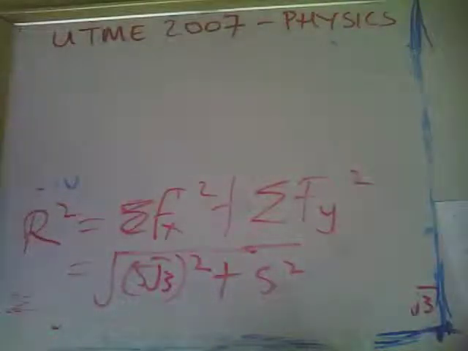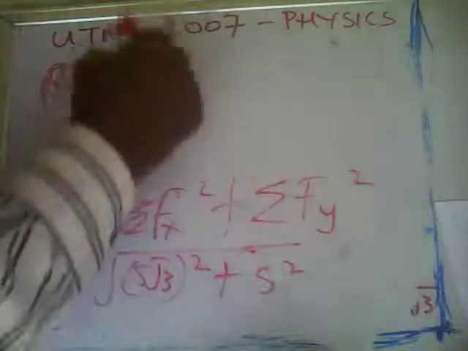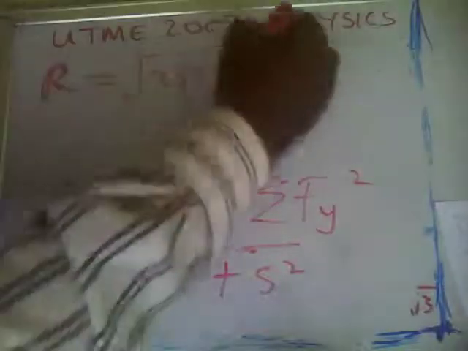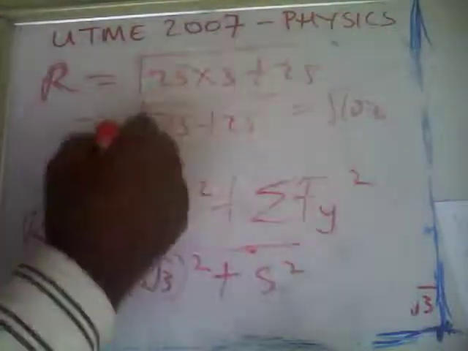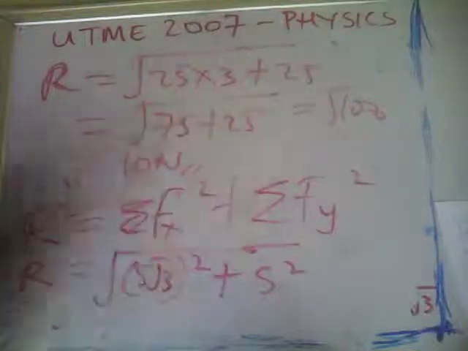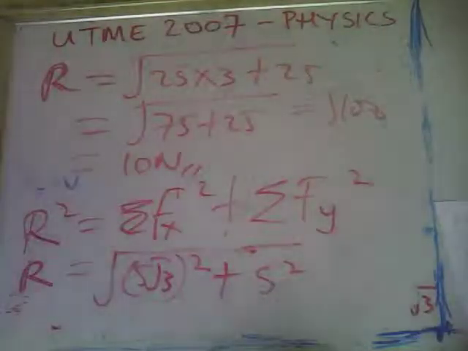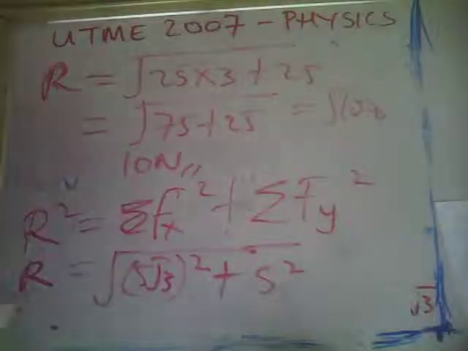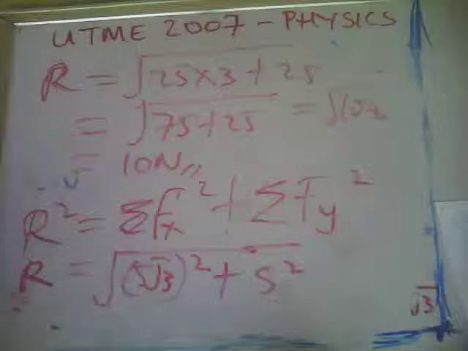Now when we do that, R squared is equal to this, so R is going to be equal to this. Finally R is going to be the square root of 5 squared is 25, root 3 squared is 3, so 75, plus 25. We have 75 plus 25, and that gives us root 100. So our R is 10 Newton. The resultant of the forces is 10 Newton.